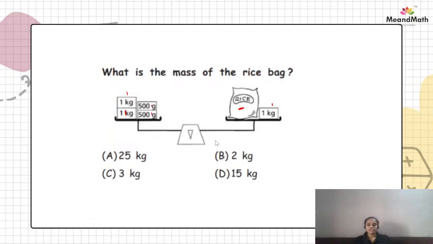Yes, I'm waiting for Trijal to reply. Let's give him some time to calculate, whereas my other children also can calculate and try to reply in the chat. What would be the answer? What is the weight of the rice bag?